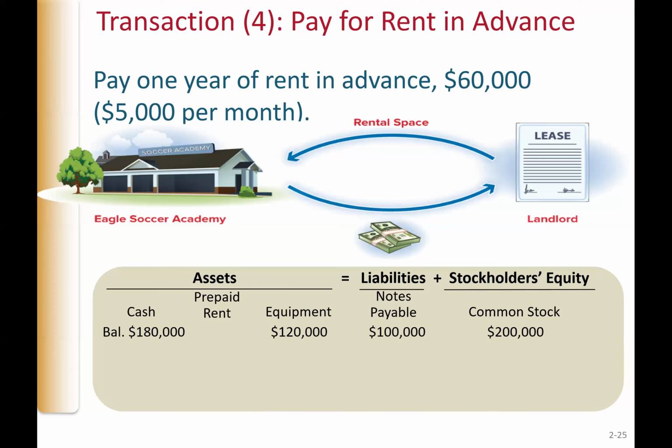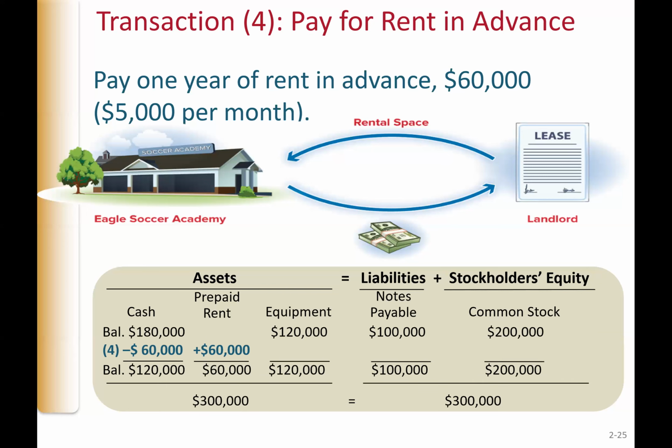We know prepaid rent is an asset. So if this transaction shows we are paying a year's worth of rent in advance, our prepaid rent account is increasing by $60,000, and our cash account, which is also an asset, is decreasing by $60,000. But do we still balance? Do we still balance, guys? Yep. Our assets still equal our liabilities plus our stockholders' equity, don't they?